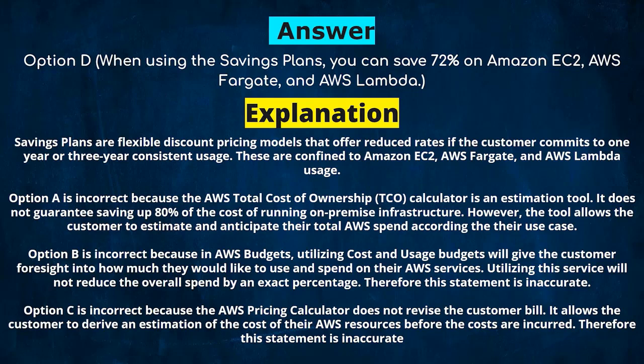Option B is incorrect, because in AWS Budgets, utilizing cost and usage budgets will give the customer foresight into how much they would like to use and spend on their AWS services. Utilizing this service will not reduce the overall spend by an exact percentage. Therefore, this statement is inaccurate. Option C is incorrect, because the AWS pricing calculator does not revise the customer bill. It allows the customer to derive an estimation of the cost of their AWS resources before the costs are incurred. Therefore, this statement is inaccurate.